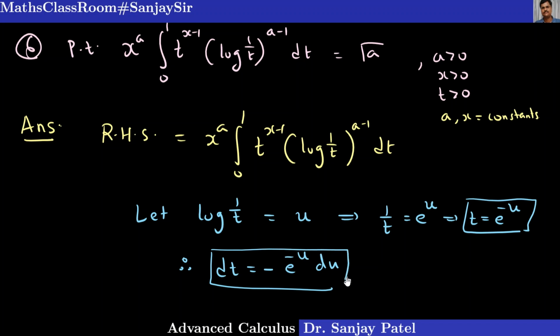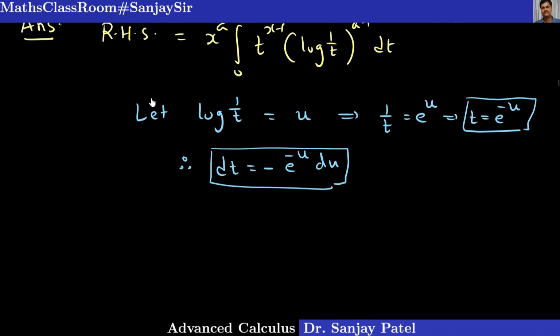Derivative of e raised to x is e raised to x, and the derivative of this x is minus 1. So that is one part. Also, when t equal to 0, remember the variable is t here, we have log of 1 upon 0, that is log infinity. So u is equal to infinity, and when t is equal to 1, we will get log 1 upon 1. So log 1 is 0, and therefore u is equal to 0.